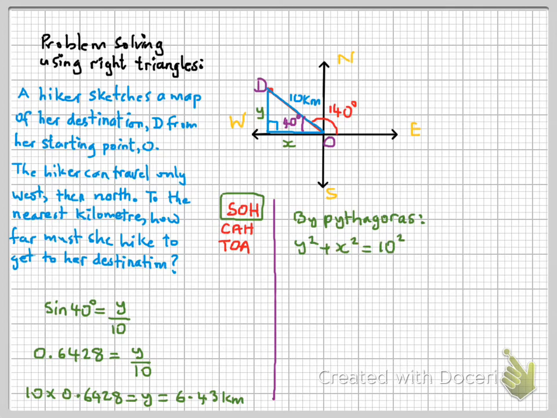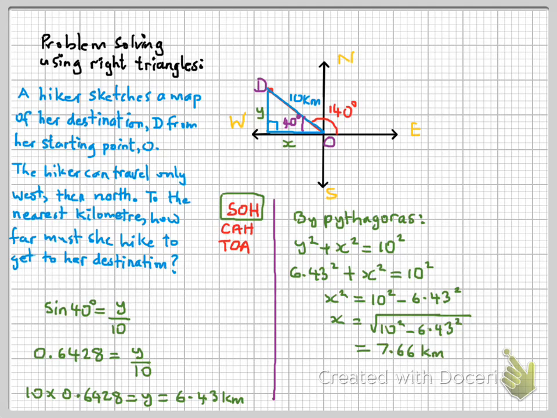For that, we can use Pythagoras. Because we now know two sides in the right triangle, we can use Pythagoras to find the third missing side. Y squared plus x squared equals 10 squared. Since we already know y squared, we can substitute in the equation and solve for x by taking the square root of 10 squared minus 6.43 squared. Our result is 7.66 kilometers.